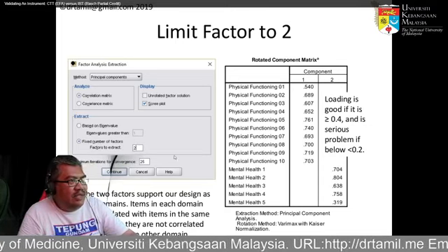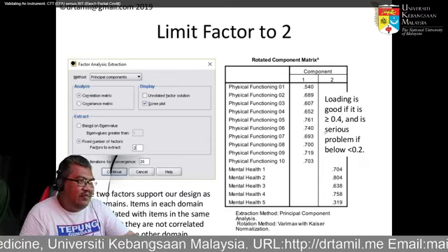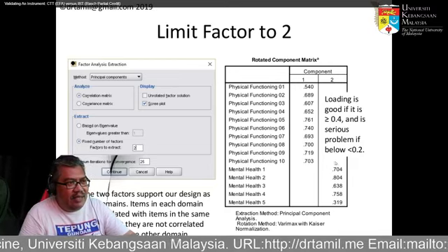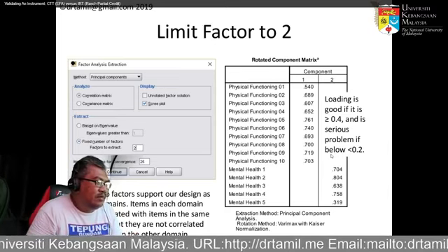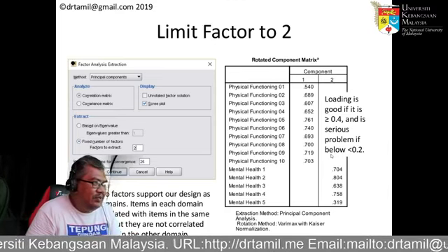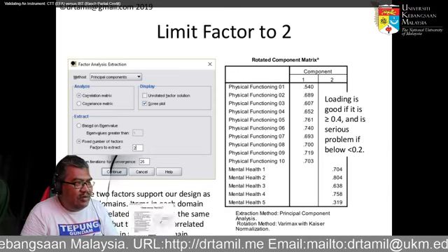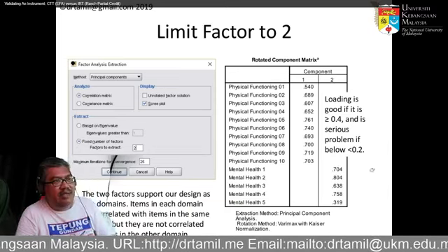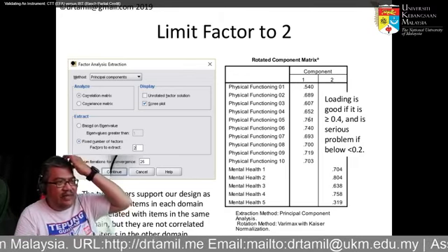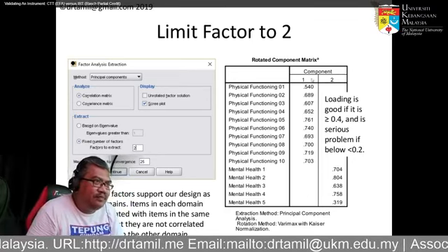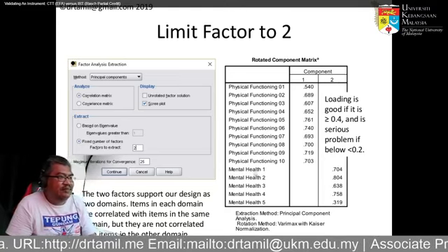When you say only 2, they give you only 2, and suddenly you see the physical function questions all gang up together, and the mental health questions all gang up together. The 2 factors support our design of 2 domains. Items in each domain are correlated with items in the same domain, but not correlated with items in the other domain. This is the component for physical function, and this is the component for mental health.